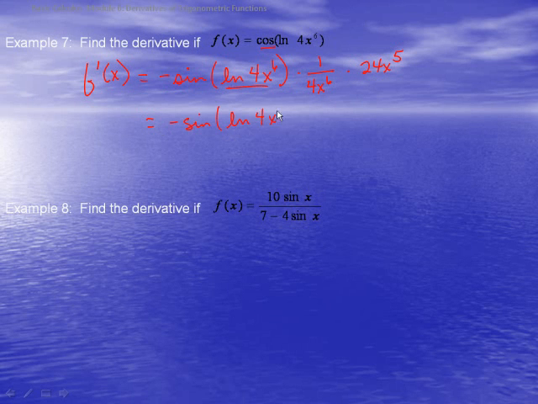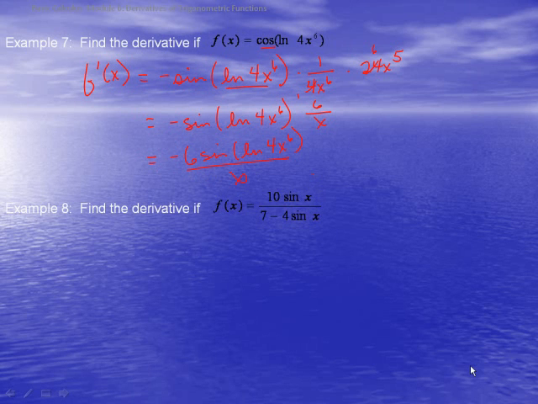Okay, in our second step, I want us to notice that the x's will cancel and the 4 and the 24 will cancel, which is going to give us 6 over x. And so this will give us negative 6 sine the natural log of 4x to the 6th all over x. And we're done.